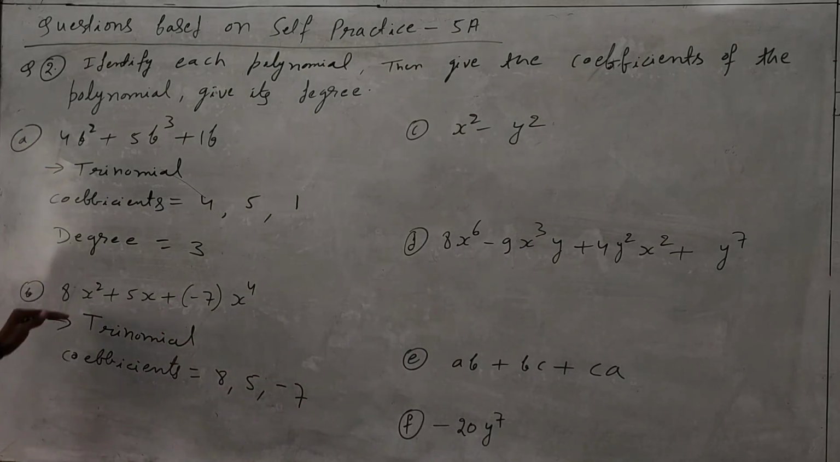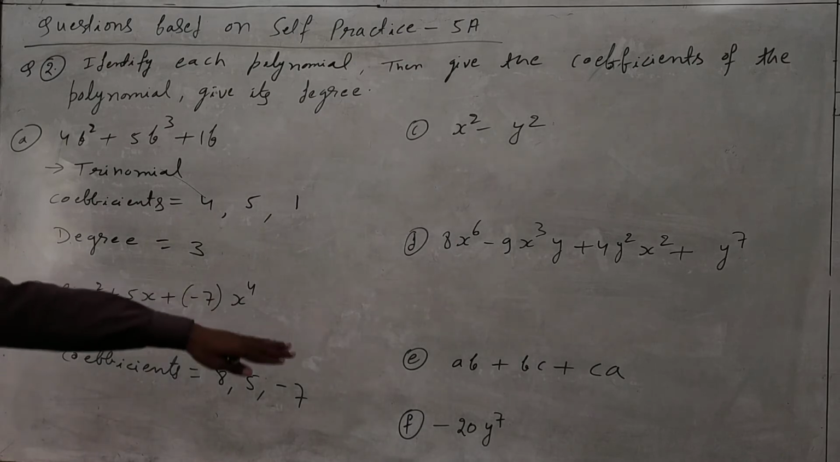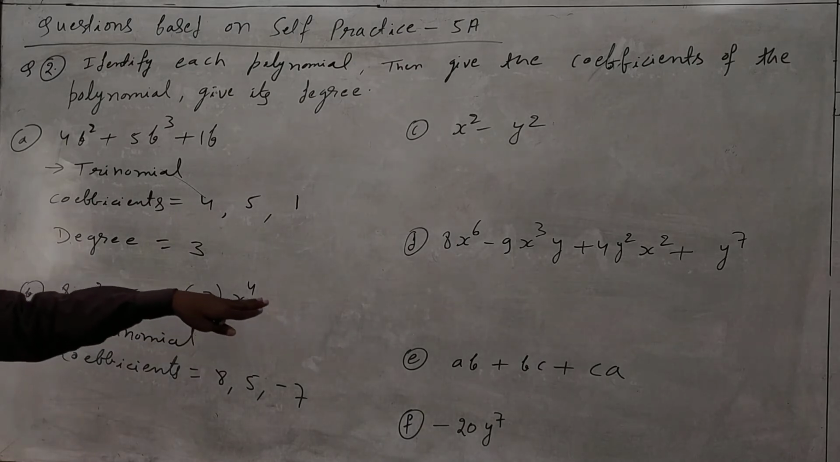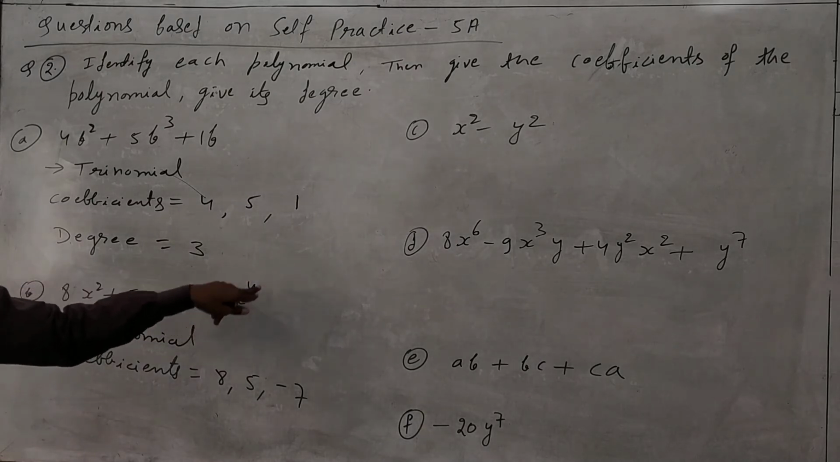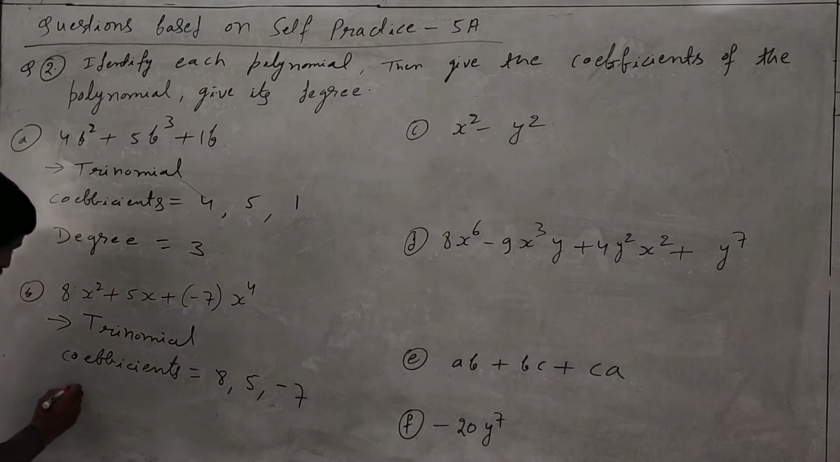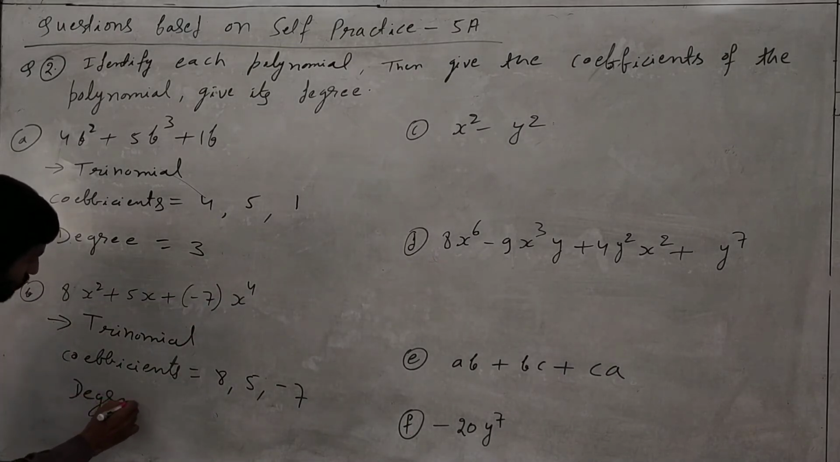Next, we have to find the degree. Just see here, the highest power of the whole expression. The highest power of the whole expression is x to the power 4. So degree is equal to 4. Just write down here, degree is equal to 4.